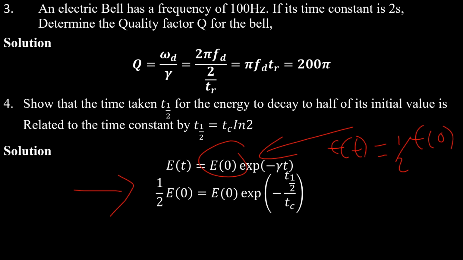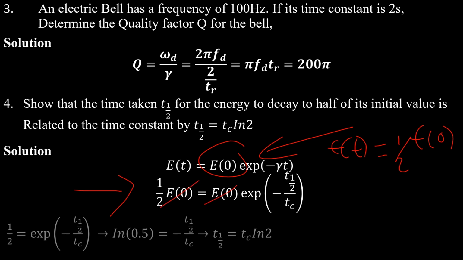And of course, this can cancel this. We end up having this expression. And if we make t half the subject, we finally have this expression. The only thing I did was replace gamma here by saying gamma is 1 over tc in this case.